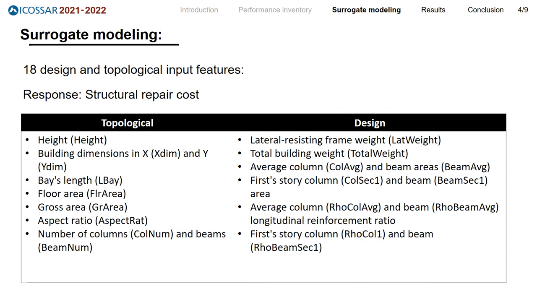To make models suitable for early design, we're using very crude parameters that are estimable at this stage. These parameters fall into two categories of topology and design. In topology, building height, building dimensions, and area are included. Whereas in the design category, parameters such as weight and average design information are taken. I should mention that all these input features are derived from the developed performance inventory.